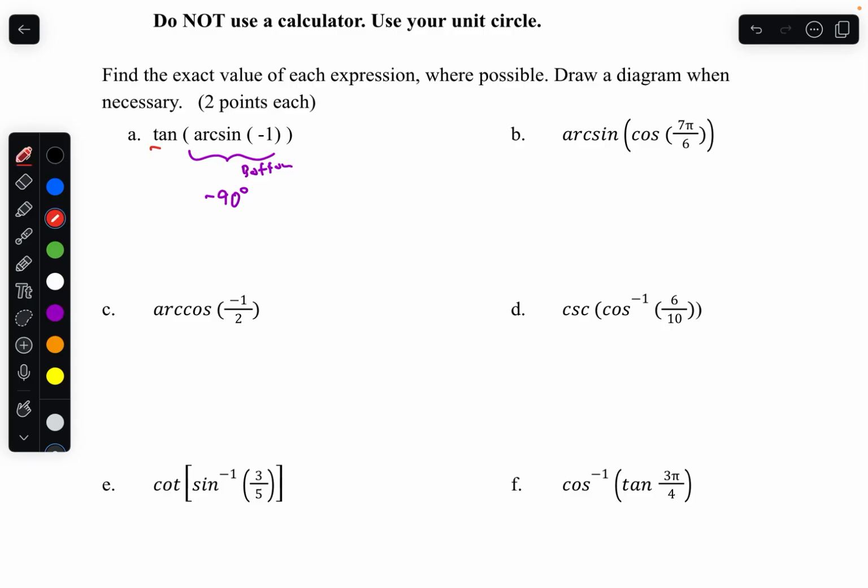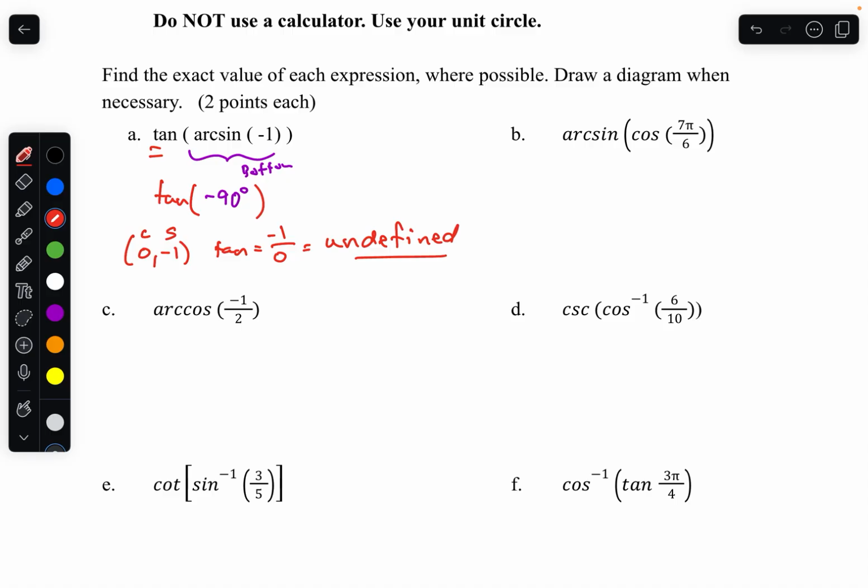Now, don't forget, we're actually doing the tangent. And what is the tangent at the bottom? Well, remember, it goes 0, -1. That's your cosine, that's your sine. Tangent is sine over cosine, and that's undefined. So undefined would be your answer.